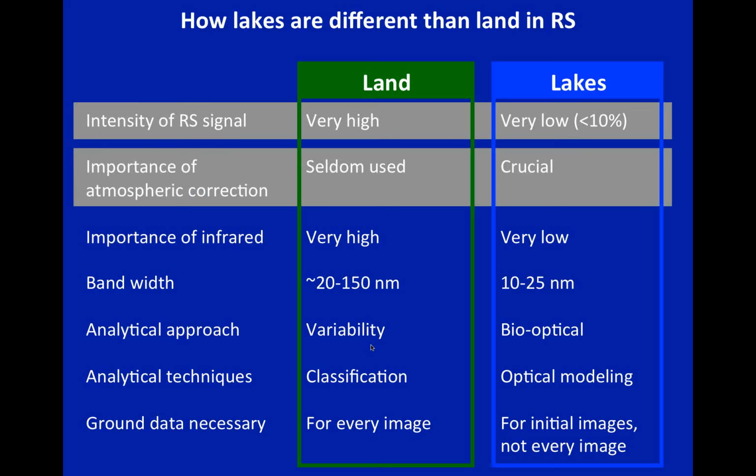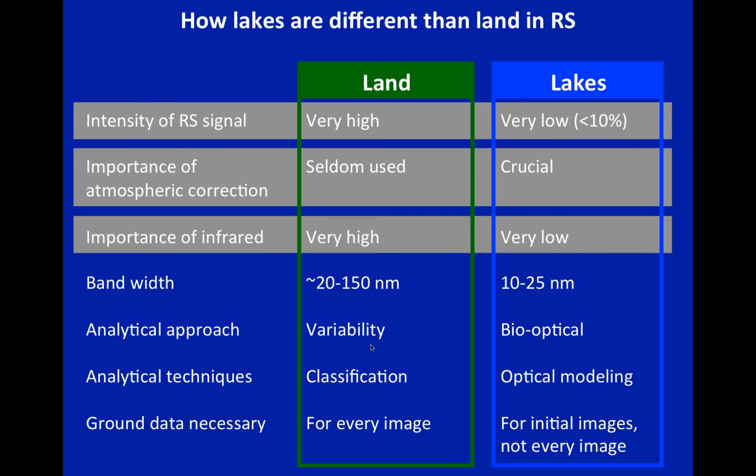So in land, sometimes the images are corrected. It may happen when you're looking at lakes, and I could also say for most of these things, oceans is true as well. The atmospheric correction is really important. You have to remove the effect of the atmosphere from your signal. Otherwise, you don't get to see that small signal coming from the water.